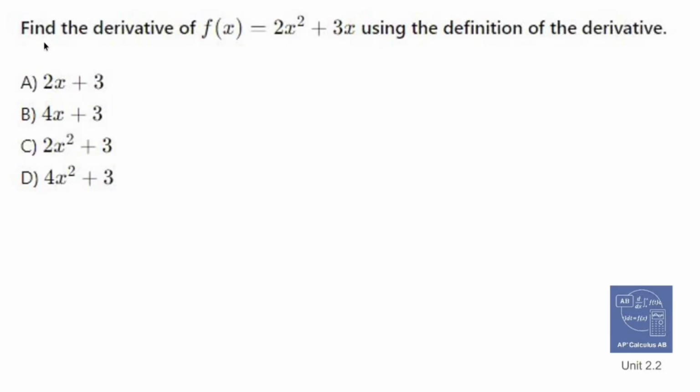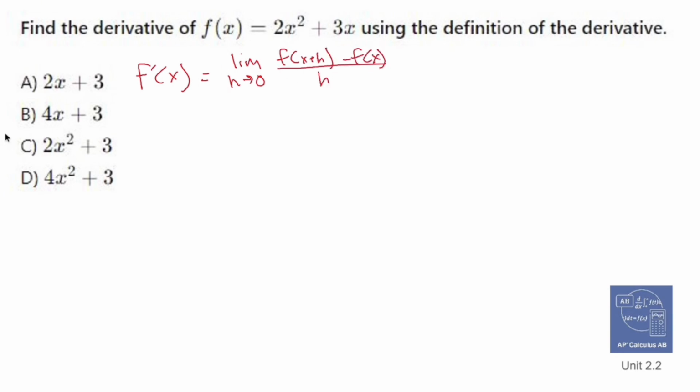Oh, things are getting serious. Find the derivative of f of x equals 2x squared plus 3x using the definition of the derivative. Well, if I give you f of x, then we would call the derivative f prime of x. But what is the definition of the derivative? Well, it's the same thing as instantaneous rate of change, of course. The limit as h approaches 0 of f of x plus h, like that, minus f of x over h.